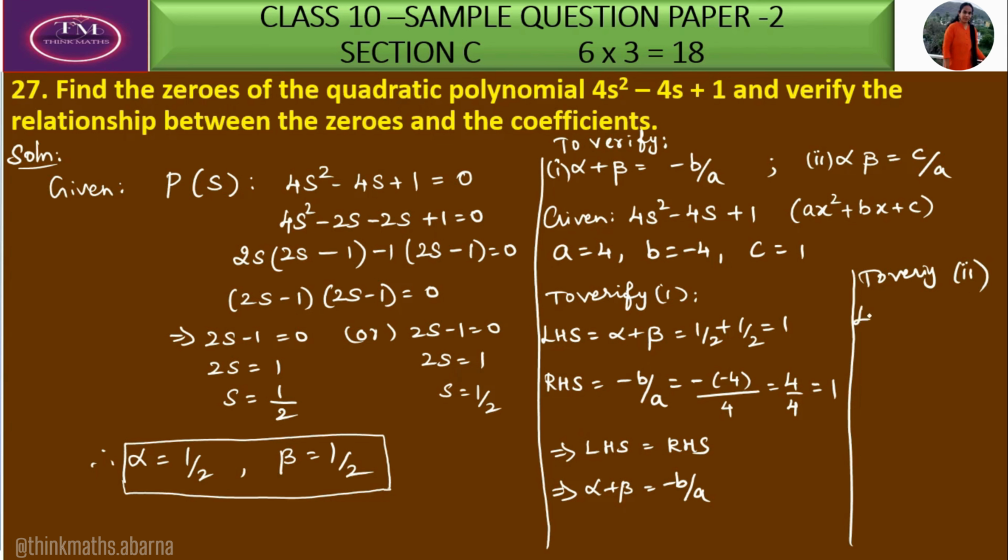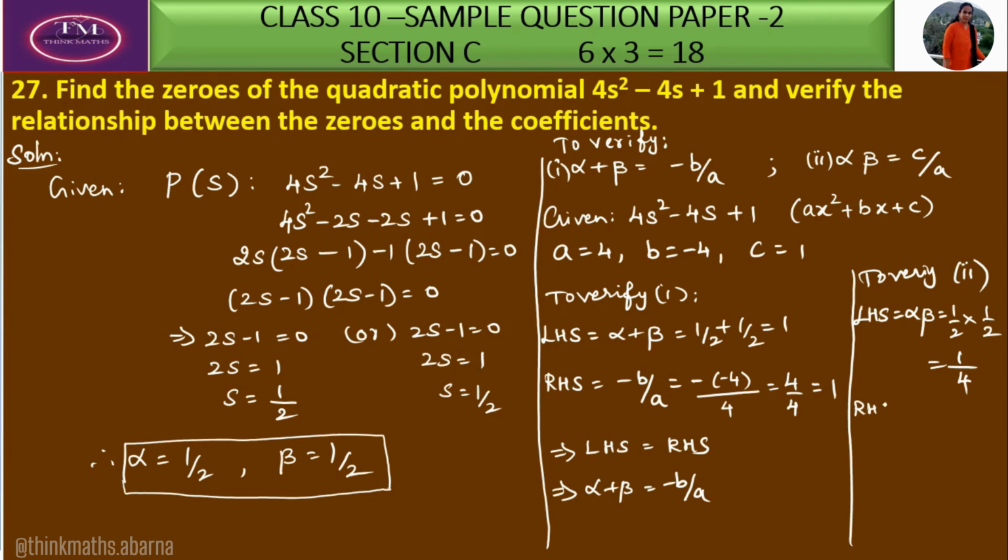So let us take the LHS, which is alpha beta. What is alpha? It is 1 by 2. What is beta? It is also 1 by 2. So 1 by 2 into 1 by 2. Multiply the numerator, it is 1. Multiply the denominator, 2 into 2, it is 4.